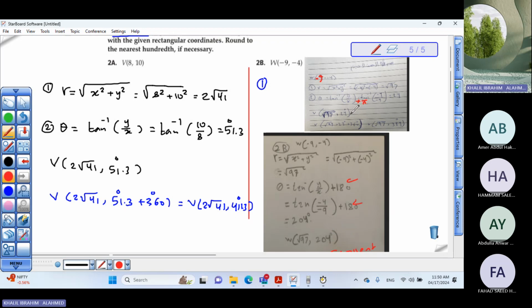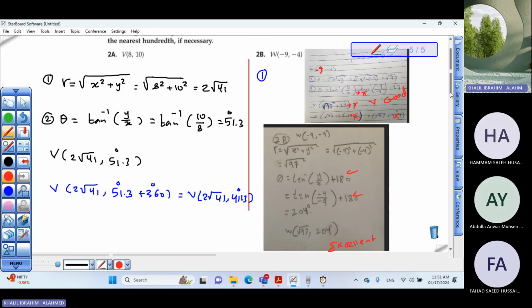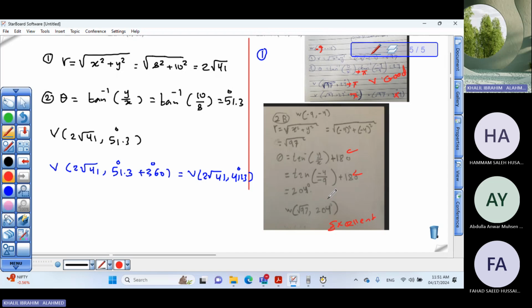Be careful. Here you should add pi, or 360. Very good, Mr. Amr Abdul Hakim, but you should correct it. This answer is not right. Okay, it's an easy question. Here, this is right. We can use the solution of Mr. Abdullah Anwar. Excellent, well done.